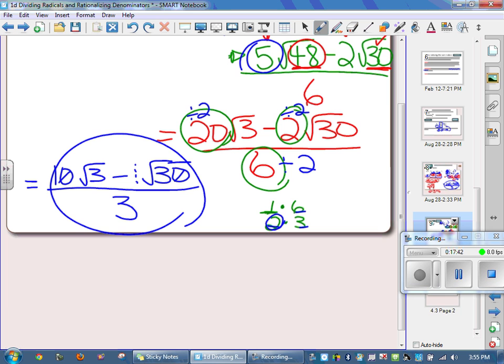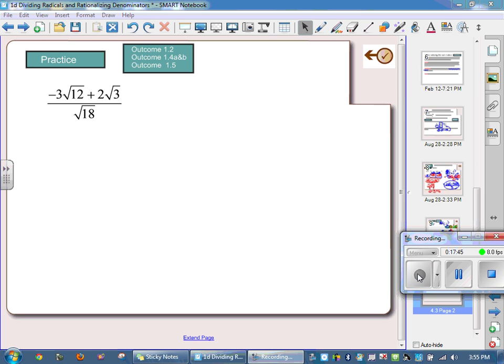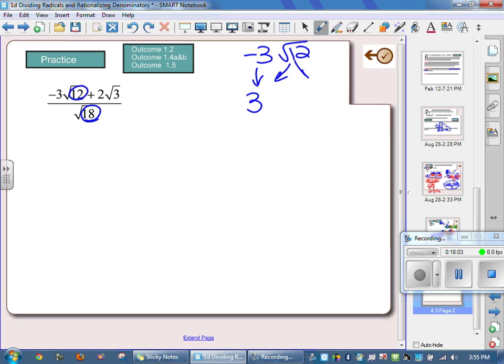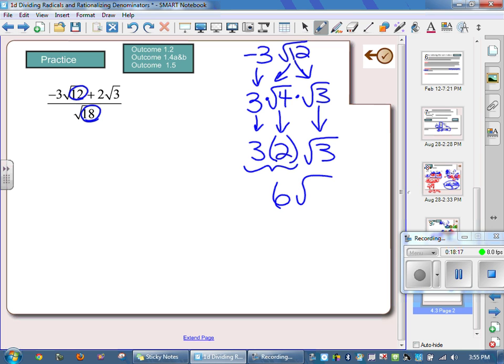A good rule of thumb is to break every radical down first before you start multiplying. So I'm actually going to break root 12 down and root 18 down. Let's do that first. When I break down negative 3 root 12, the negative 3 slides down, and the root 12 breaks down into root 4 times root 3. The 3 comes down, root 4 is 2, and then my root 3 tacks on to the side. I multiply my coefficients, I get 6 root 3. So my top number, negative 3 root 12, becomes 6 root 3, and that's actually a negative 6 root 3, because that was a negative 3 up front.